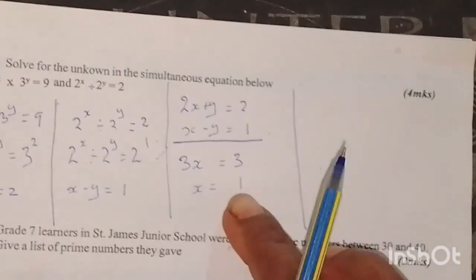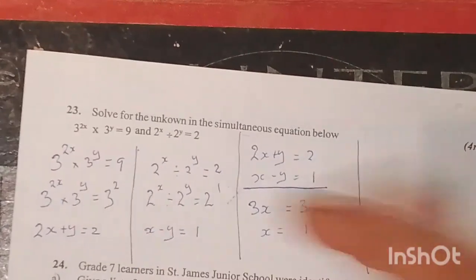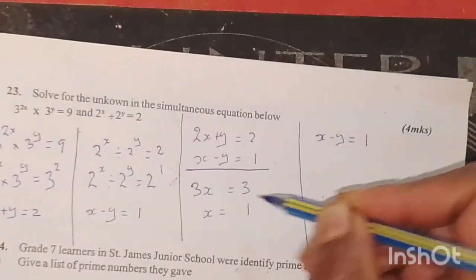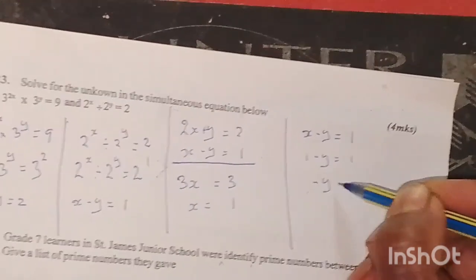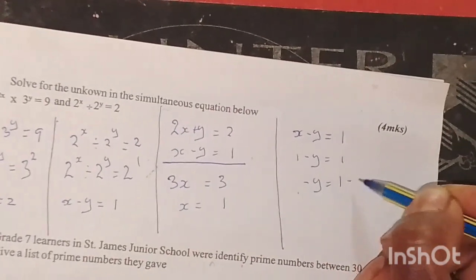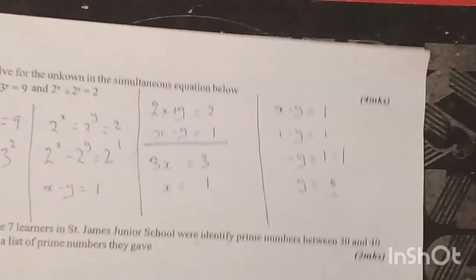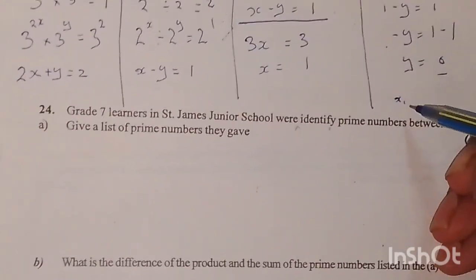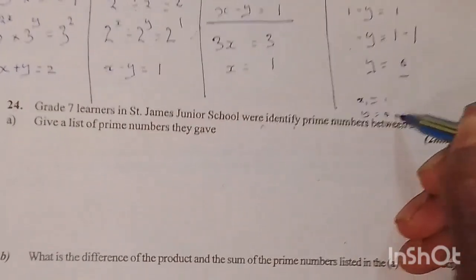Then you substitute 1 into either of these equations. You can substitute into this or into this; the answer shall become the same. This is simpler: x minus y is equal to 1. x is 1, so 1 minus y is equal to 1. Therefore, minus y is equal to 1 minus 1, so y is equal to 0. And that is the solution: x is 1, y is 0.